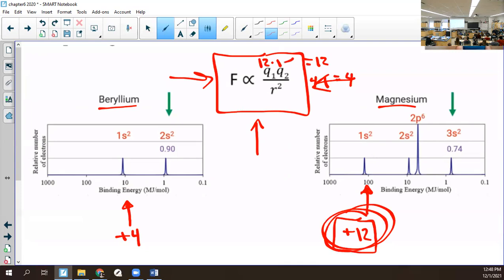Okay, why did this stay 1 and not 12 and 4? This one is referring to the outer electron. This will be a 1 in this all the time.